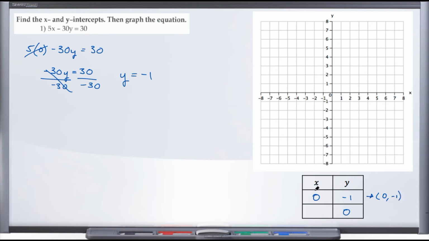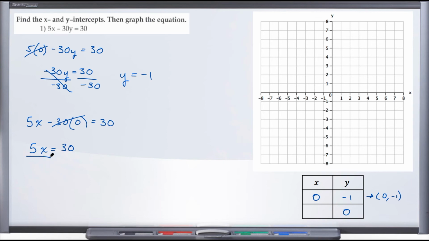To do that, like I said, we plug in 0 for the opposite variable. So if we want to find the x-intercept, we're going to plug 0 in for y into our given equation. So now we have 5x minus 30 times 0 equals 30. Now let's solve for x just like we would any other time. Negative 30 times 0 is 0, so that whole thing goes away, and we're just left with 5x equals 30.